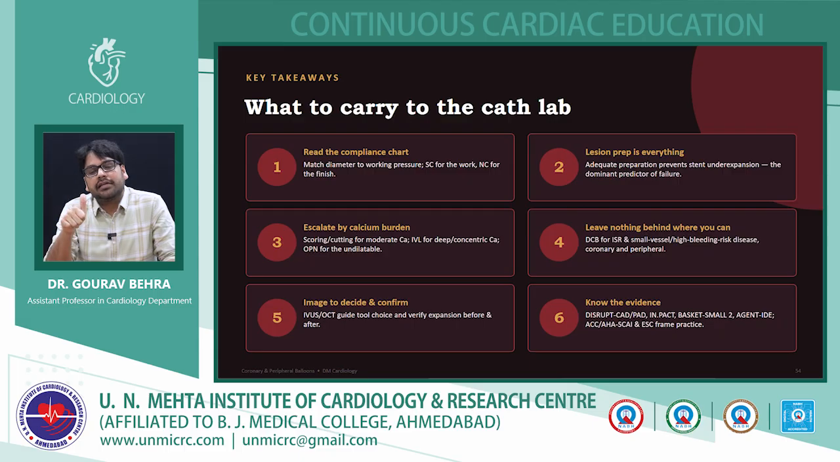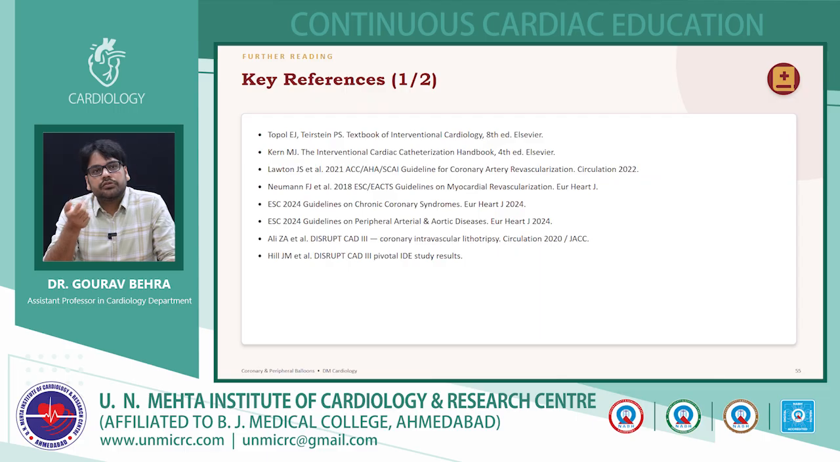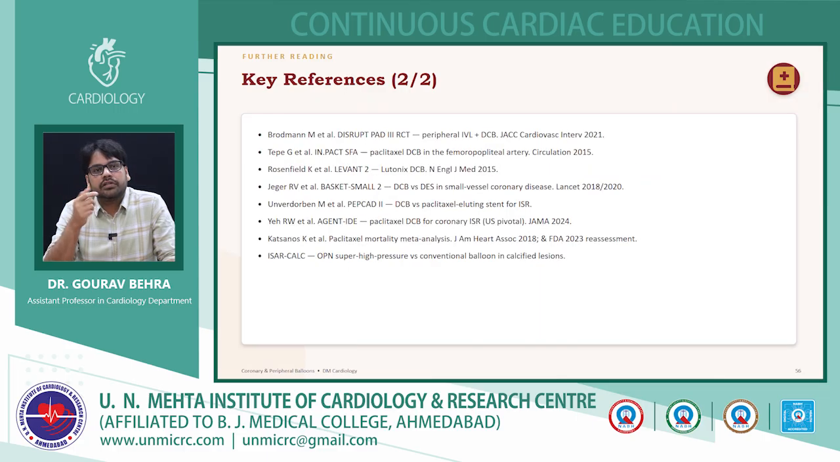Use DCB for ISR, small vessels, high bleeding risk, and coronary and peripheral, where you can put DCB, decreasing the metal load. Imaging is important to decide and confirm, and know the evidence. You should always know what the study says and what you have to do. So these are the references I have taken for these slides.